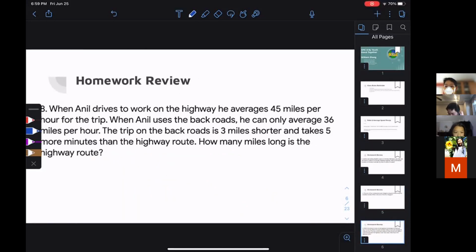So number 8, this might be the hardest one out of all of these. When Anil drives to work on the highway, he averages 45 miles an hour for the trip, but when he uses the back roads, he can only average 36 miles an hour. And the trip on the back roads is 3 miles shorter and takes 5 more minutes than the highway route. How many miles long is the highway route? So does anybody have any ideas or any starting points for this?